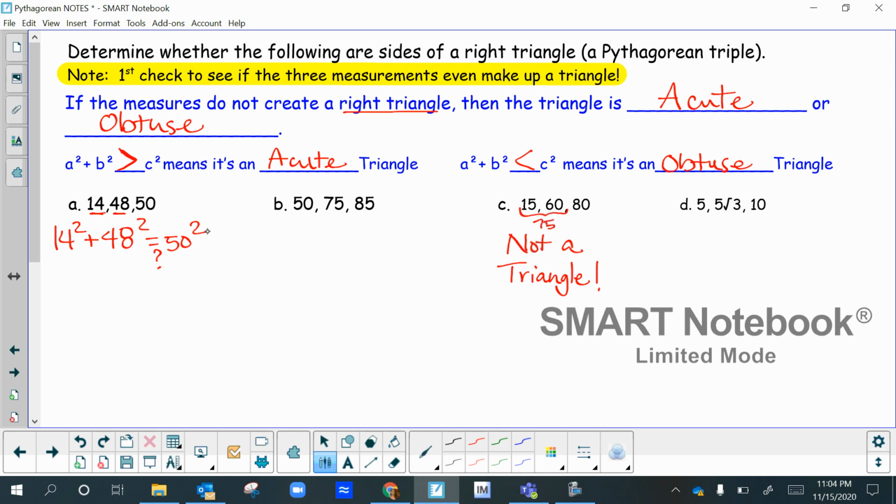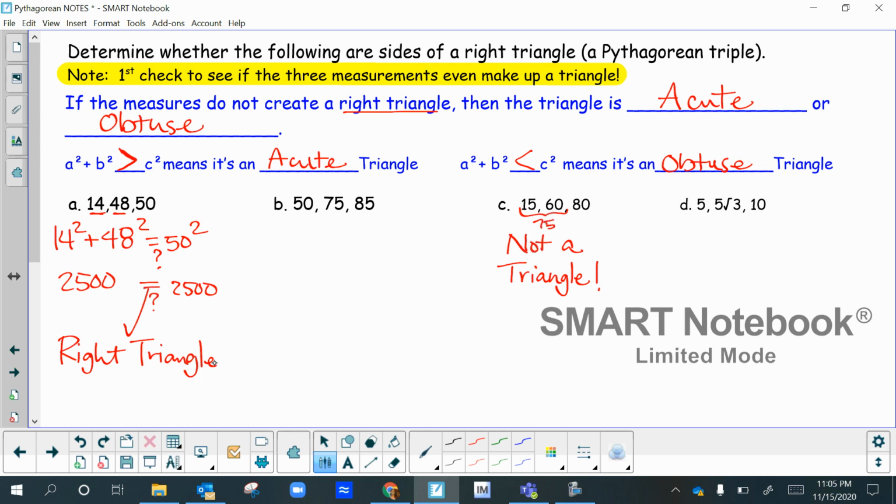So 14 squared is 196 plus 48 squared is 2304. So this is 2500 over here on the left. Is that equal to 50 squared? That is also 2500. Okay, so yes, they're equal. So therefore, when these two come out equal for the Pythagorean equation, that means this is a right triangle. Does everybody understand? 14 squared plus 48 squared is equal to 50 squared. Therefore, it is a right triangle.